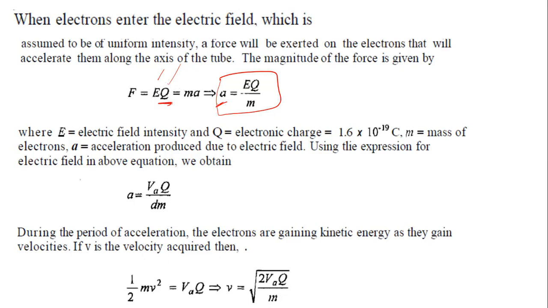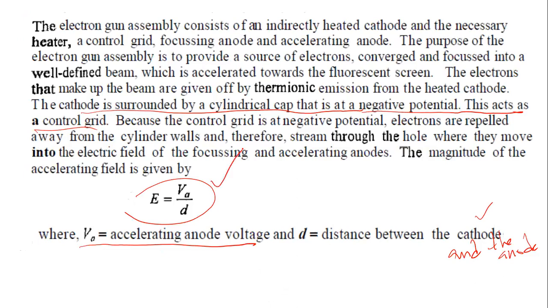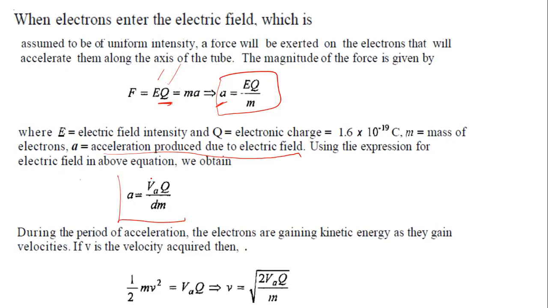Q is the electronic charge, the charge carried by those electrons released from the electron gun assembly. M is the mass of an electron, and A is the acceleration produced due to the accelerating field, the accelerating anode. So using the expression for electric field over here, VA upon D, you can say that this is the acceleration produced by the accelerating anode.